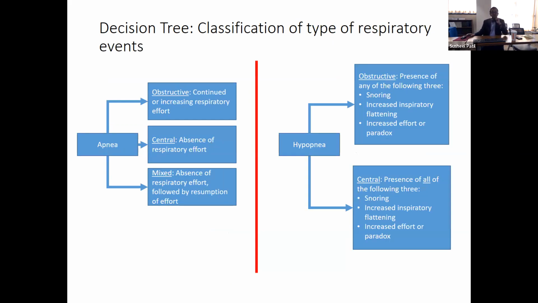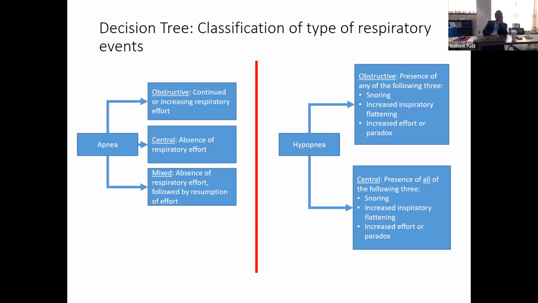So the next level of decision making is, well, you called it an apnea, you called it a hypopnea, great. Well, what kind of an apnea is it? What kind of a hypopnea is it? And that's just what this shows you here. So once you call it an apnea, we call it obstructive if there's continued or increasing respiratory effort. We'll call it a central apnea if there's an absence of respiratory effort. And then we'll call it a mixed apnea if there is an initial absence of respiratory effort, followed by a resumption of effort during the apnea.